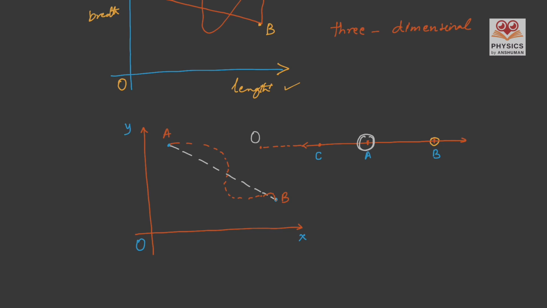Now what we are doing in displacement is actually just calculating the distance between two positions. So we try to learn the change in position, but in distance we just try to calculate the length of the path. So let me write the definition. Length of the path is distance and change in position is displacement.